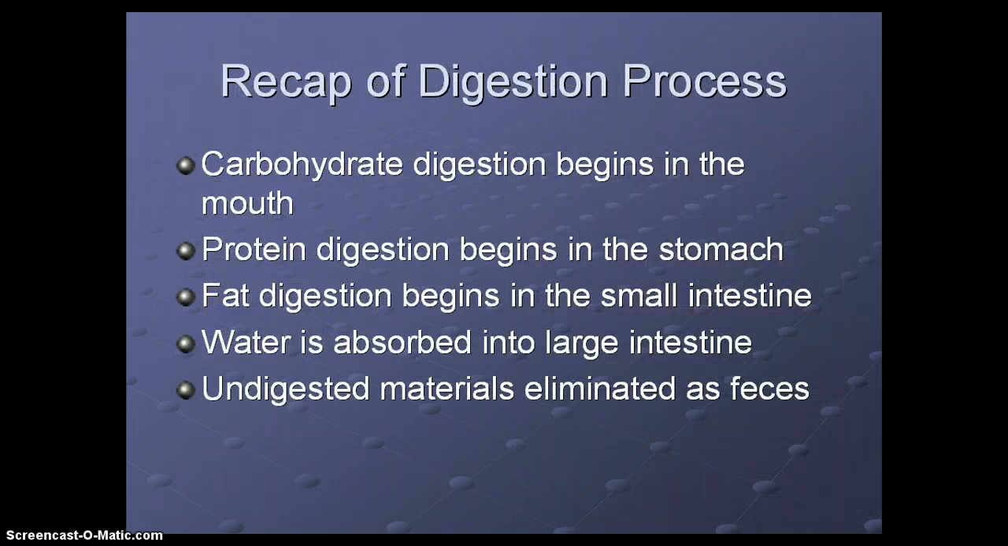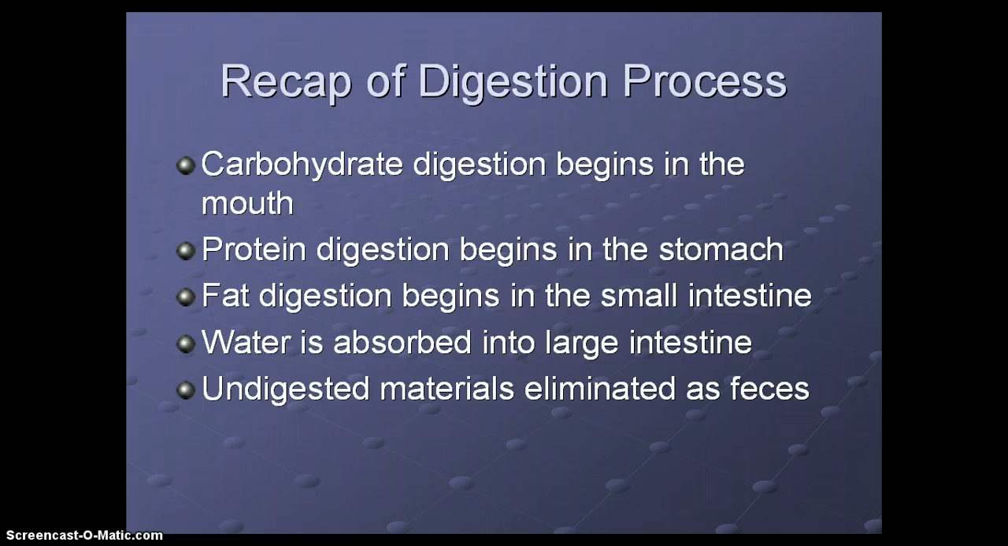Just a simple recap of the digestion process. Carbohydrate digestion begins in the mouth. Protein digestion begins in the stomach. Fat digestion begins in the small intestine. Water is absorbed into the large intestine, and undigested materials are eliminated as feces.